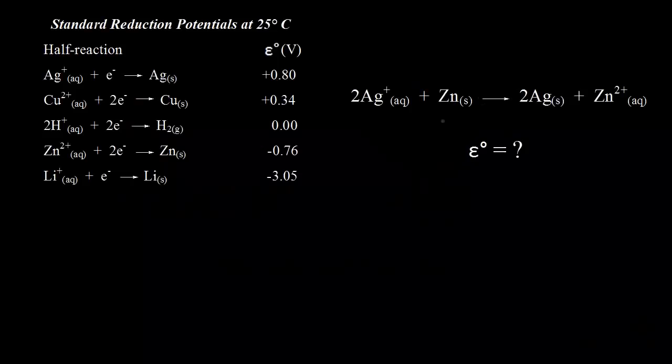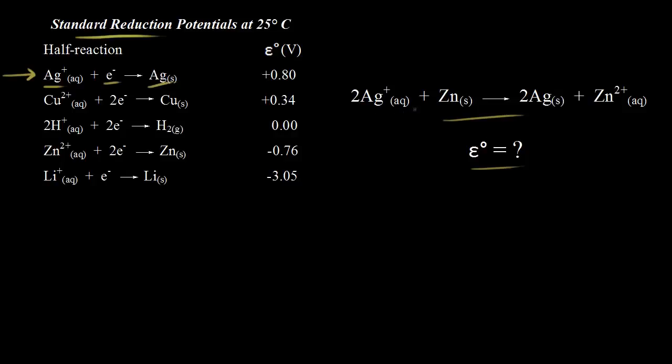Let's say that we're given this reaction and we're asked to find the standard cell potential. We can do that by using our standard reduction potentials. So if we look at this first half reaction, we see that if you add an electron to silver ion, you get solid silver. So gain of electrons is reduction. So this is a reduction half reaction.